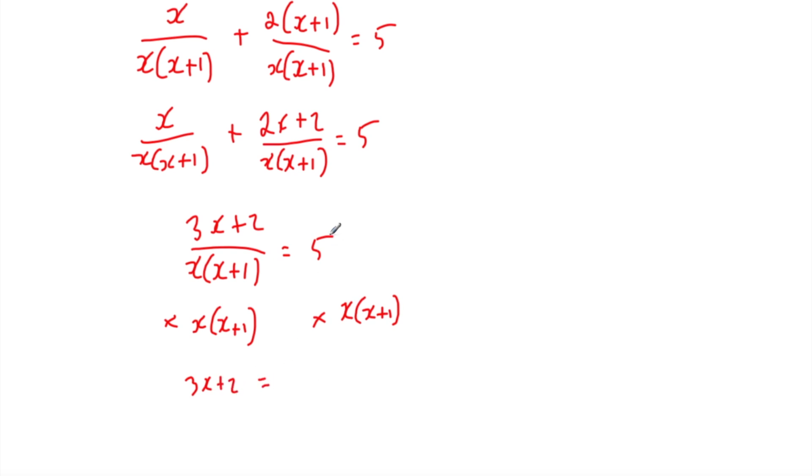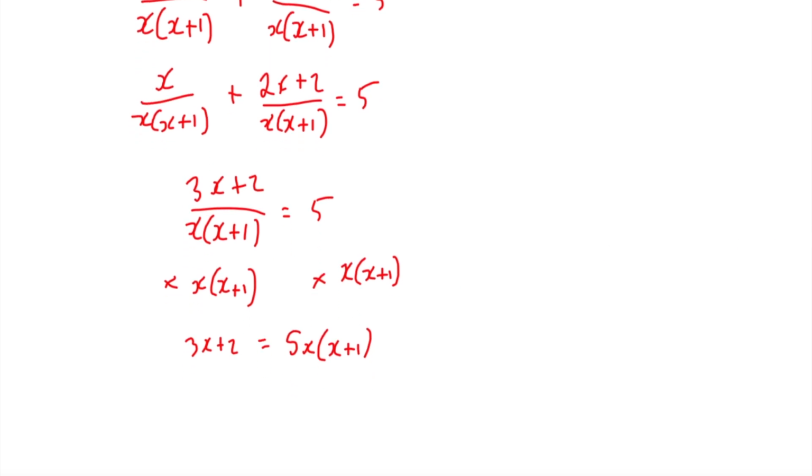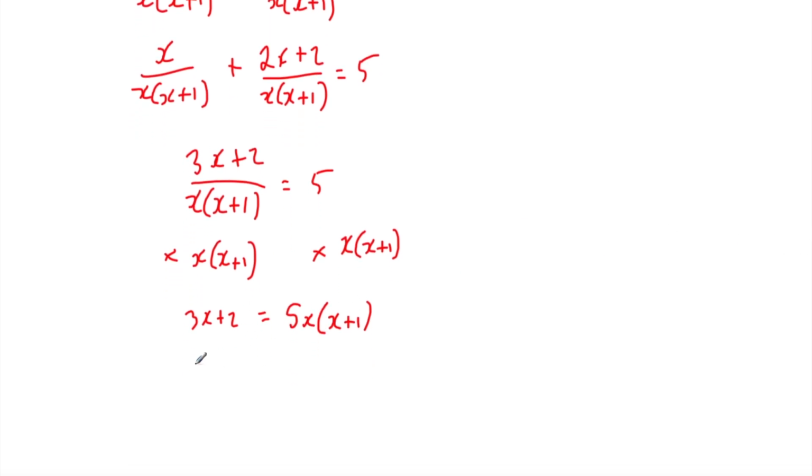And on the right hand side of the equation, we've got 5, and we're going to times it by x bracket x plus 1, so we end up with 5x bracket x plus 1. Okay, now let's expand the brackets and get a quadratic equation. So we've got 3x plus 2, and then on the right hand side, 5x times x is 5x squared, and 5x times 1 will be plus 5x.